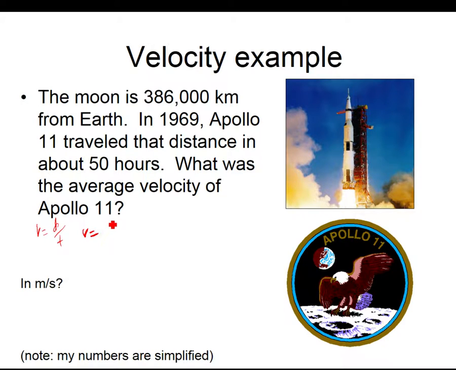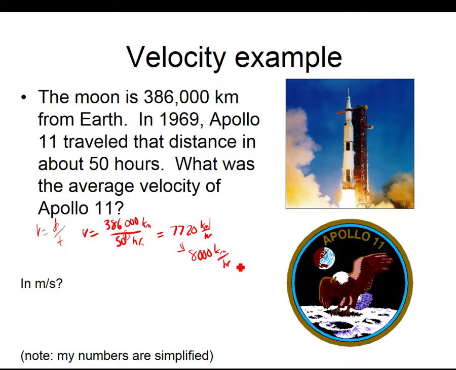So the distance was 386,000 kilometers over the time, which was 50 hours. Divide that out, and what do we get? Looks like 7,720 kilometers per hour. Check significant digits. I have 3 significant digits here, and I have 1 here, so I'm going to go with 1. So that's going to round to 8,000 kilometers per hour.